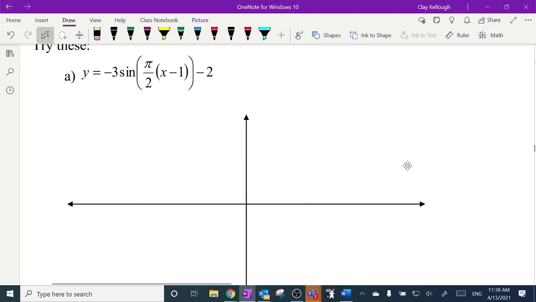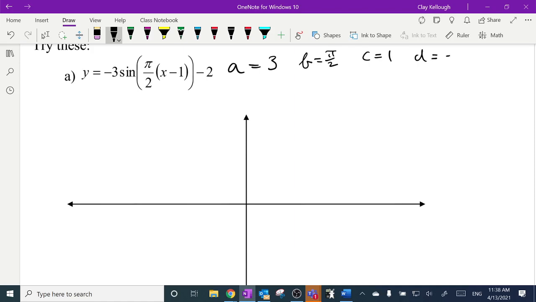Let's see if we can graph this thing. Okay, let's follow our steps. Step 1, let's figure out what all of our values are here. A is 3. B, I should say the absolute value of B, but you get the idea, B is pi by 2, C is 1, and D is -2.